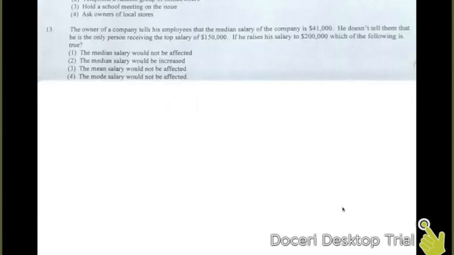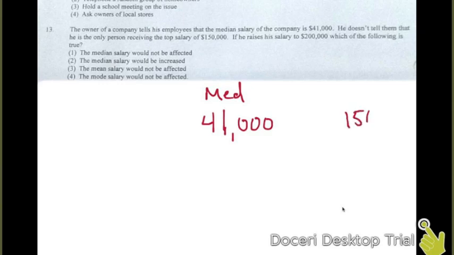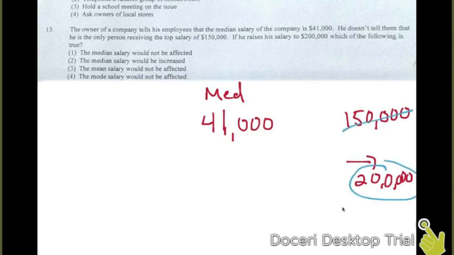The owner of a company tells the employees that the median salary, so the middle number, is $41,000. He doesn't tell them that he is the only person receiving the top salary of $150,000. If he raises this up to $200,000, which is true, the median salary would not be affected. Well, again, that's the median. We got rid of this one and put this in its place. So the median will not be affected.